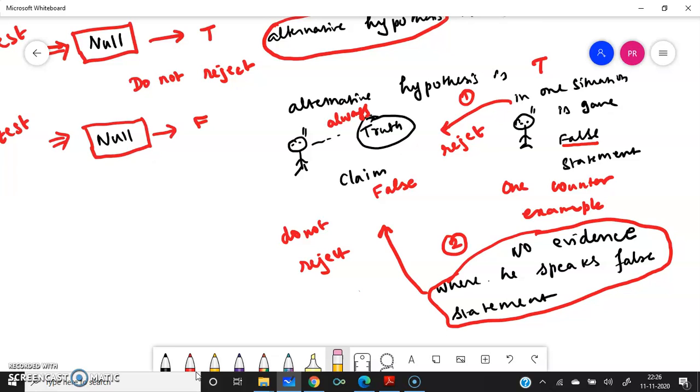So in this case, I cannot accept that he always says the truth, but I am sure that I do not reject. I do not reject this statement because I don't have any evidence to say that it is not correct. Because I am unable to collect such evidence, I am saying do not reject the hypothesis. So this is the full understanding of the null and alternative hypothesis. That is why we are framing the null hypothesis. This is the null hypothesis, whether to reject or do not reject.